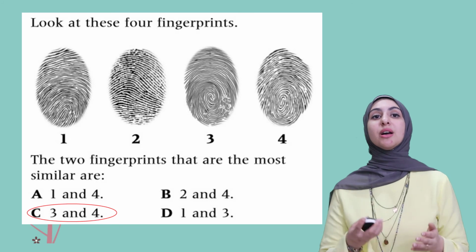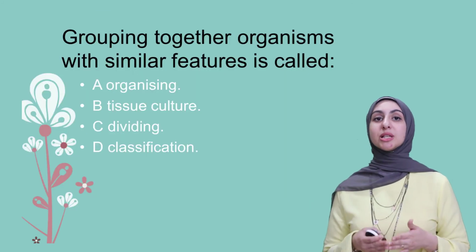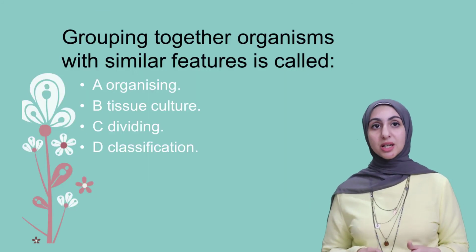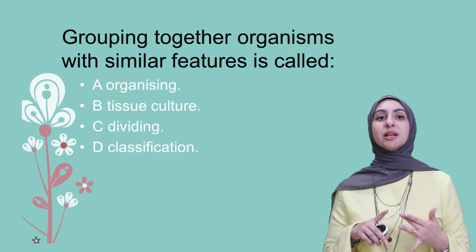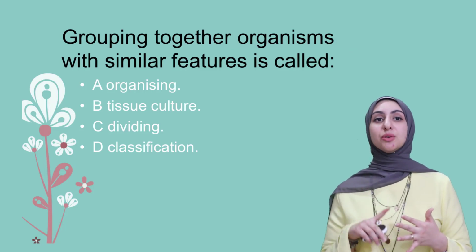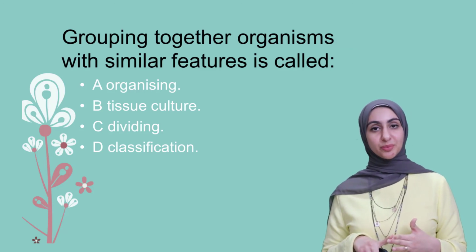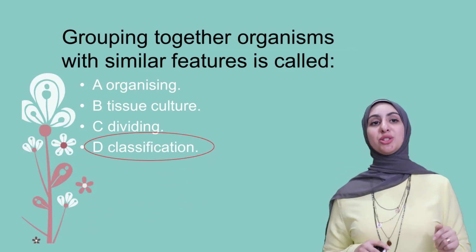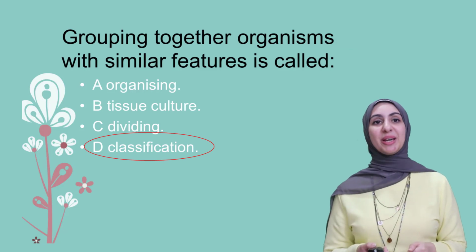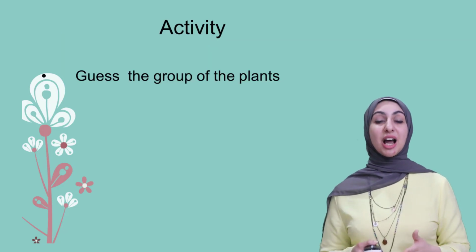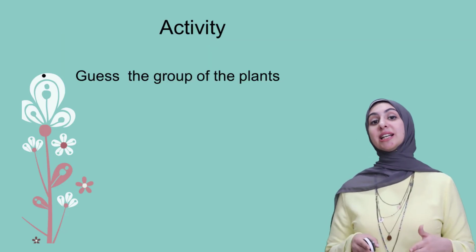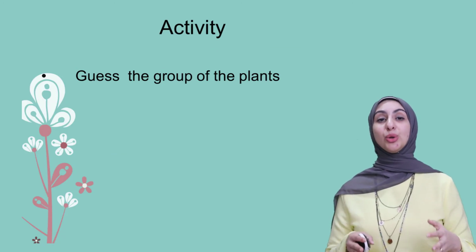Okay, grouping together organisms with similar features is called organizing, tissue culture, dividing, or classification. Yes, classification. Easy question, right? Okay. Now it's time for activity. In this activity, you need to guess the group of the plant.